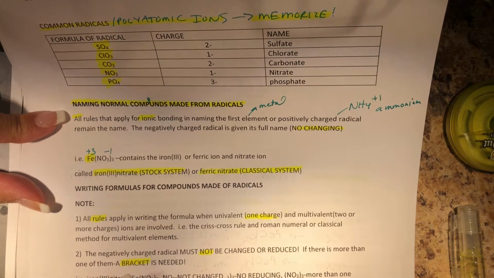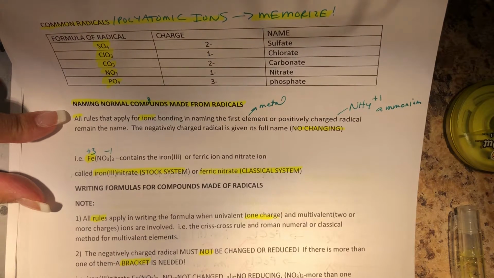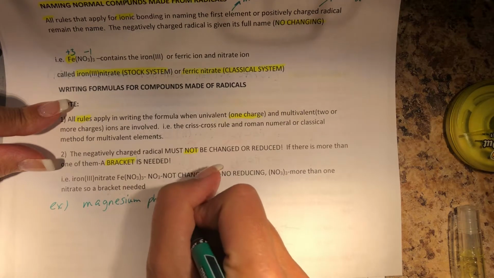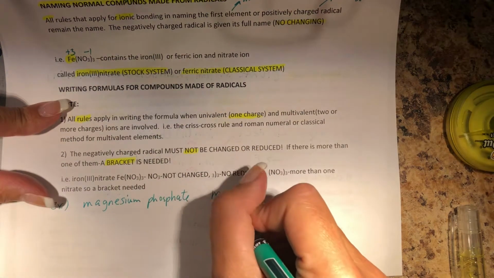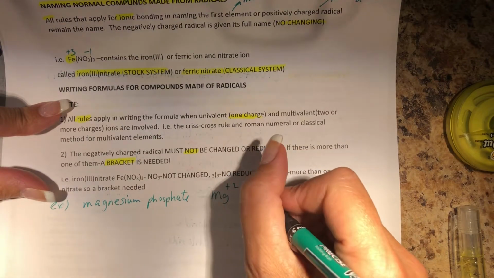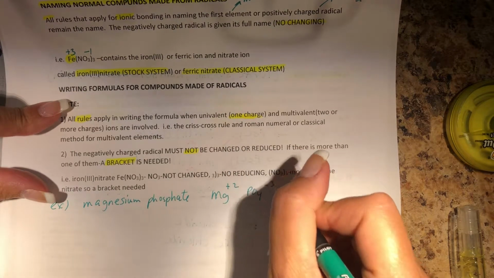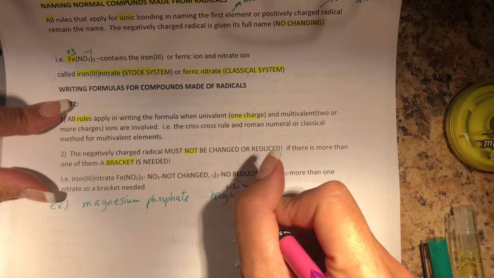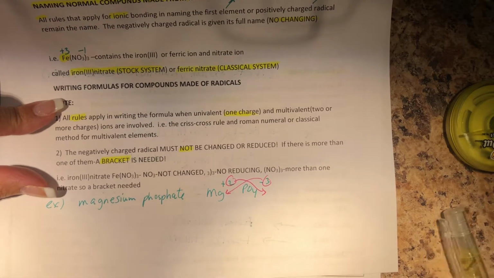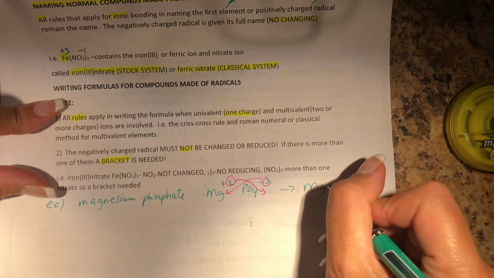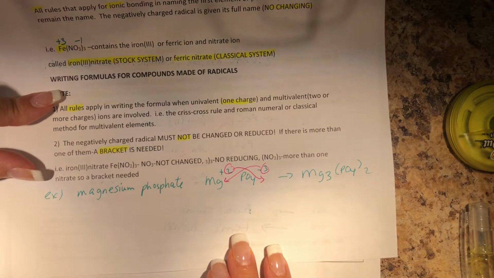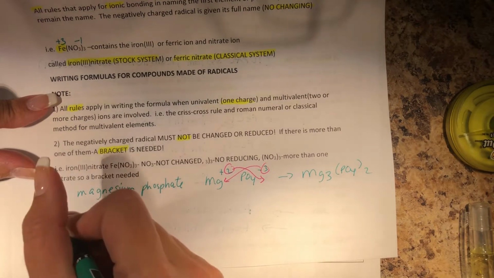Magnesium phosphate. So magnesium has a charge of +2. Phosphate is PO4 with a charge of -3. So we cross those numbers. And we end up with Mg3 bracket PO4 bracket 2. Okay? Another example. We'll give you two more.